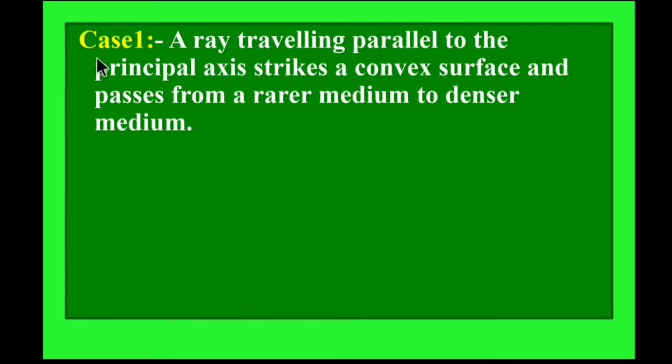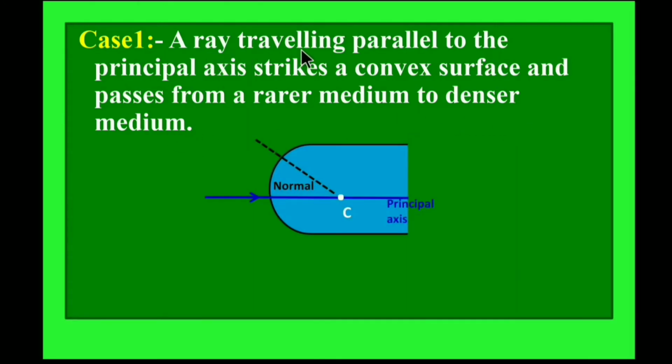We will see in the case 1, a ray traveling parallel to the principal axis strikes a convex surface and passes from a rarer medium to a denser medium. Let us see here. A ray traveling parallel to the principal axis strikes a convex surface and passes from a rarer medium to denser medium. In this, if you observe, this is the rarer medium, this is the denser medium. Now the light ray is passing from rarer medium to denser medium.